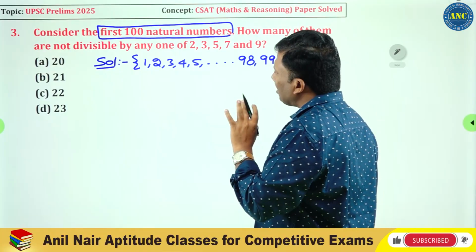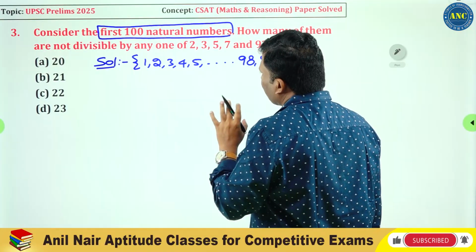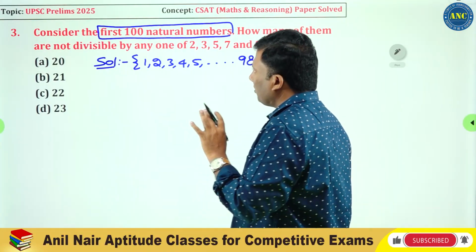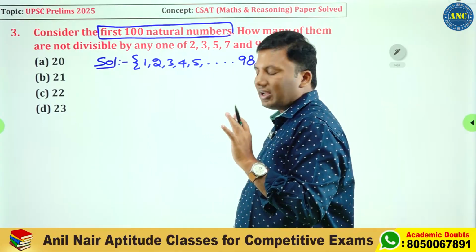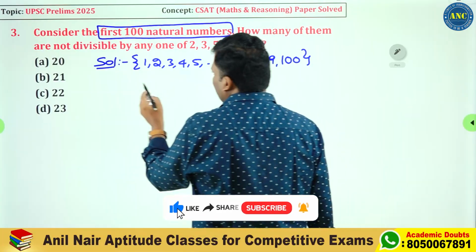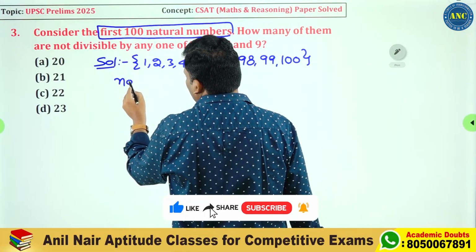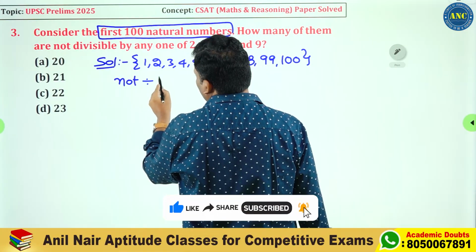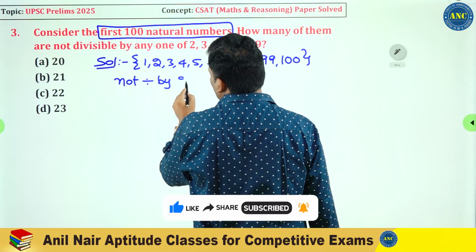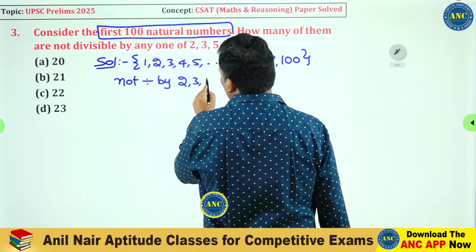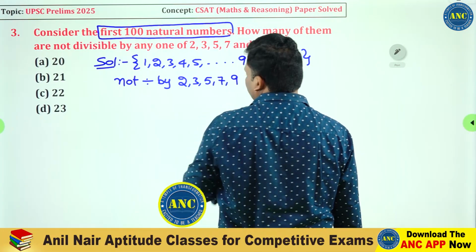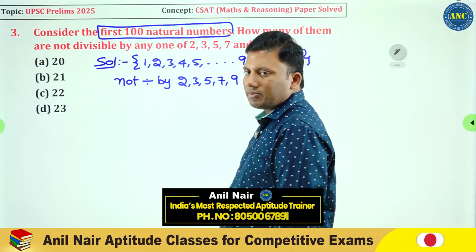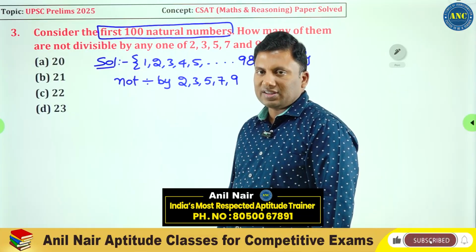Now there is a condition that is given. How many of them are not divisible by any of 2, 3, 5, 7 and 9? In these numbers, we want the numbers which are not divisible by 2, 3, 5, 7 and 9.